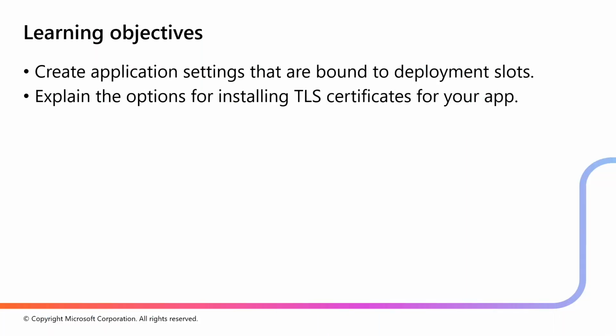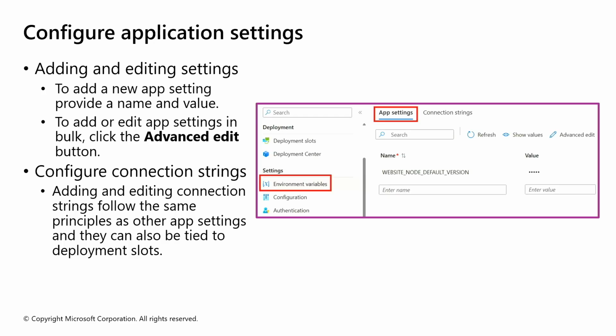The connection string used to connect to the database or other external services will be a bit different for each instance. Logging or runtime settings might need different values set for each instance as well. In this unit, we will go over creating application settings that are bound to deployment slots, and then explain the options for installing TLS certificates for your application.